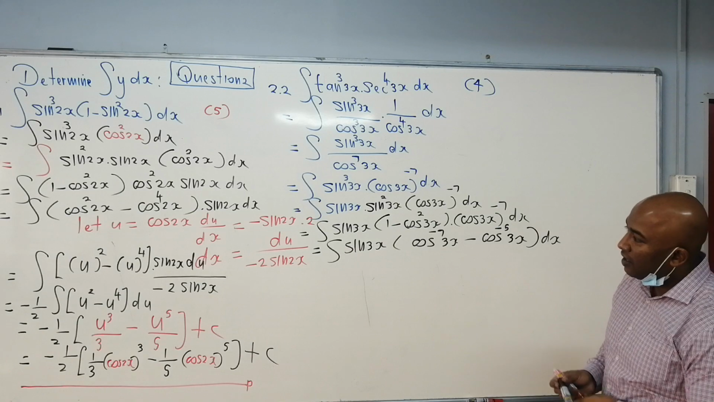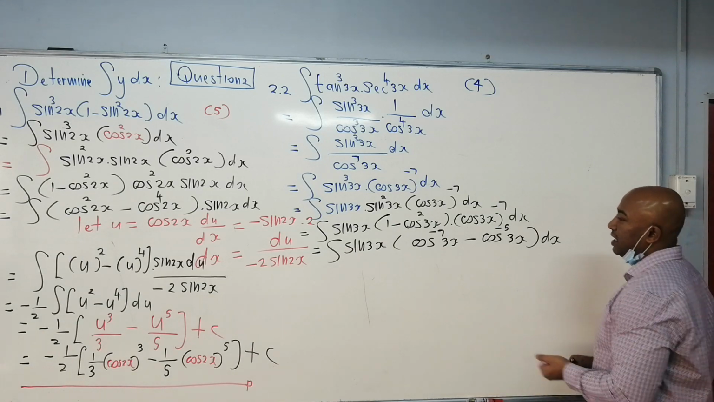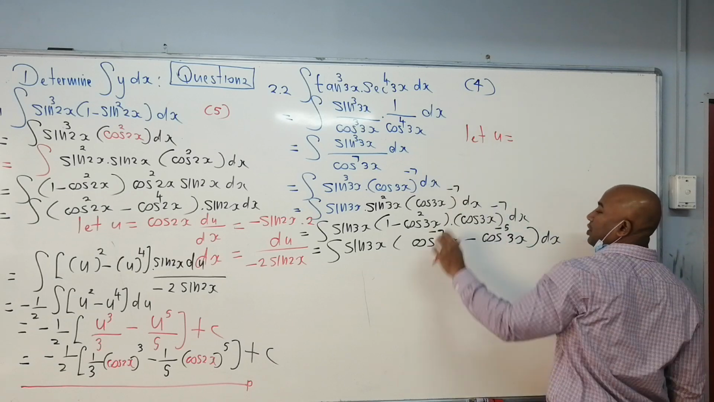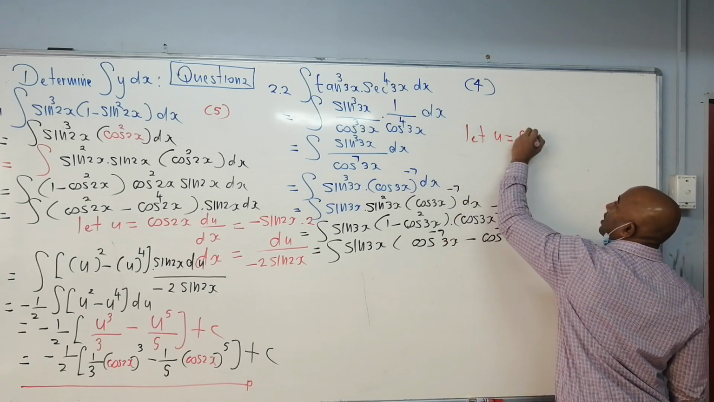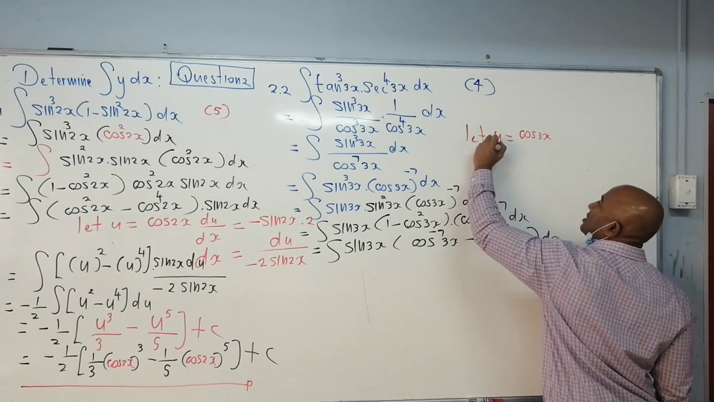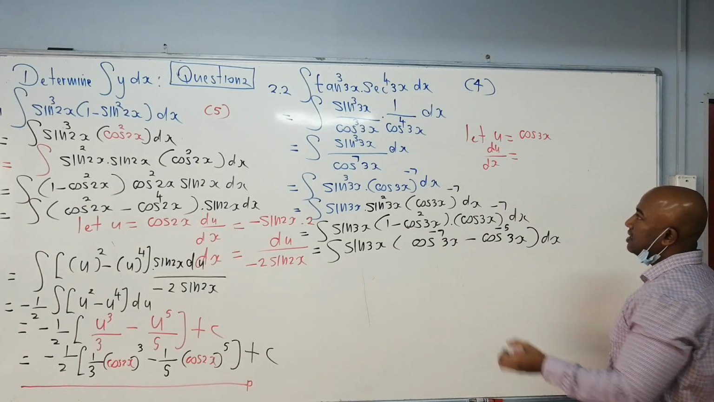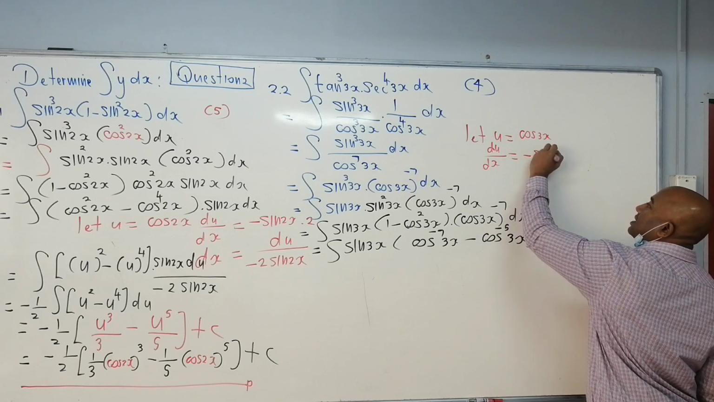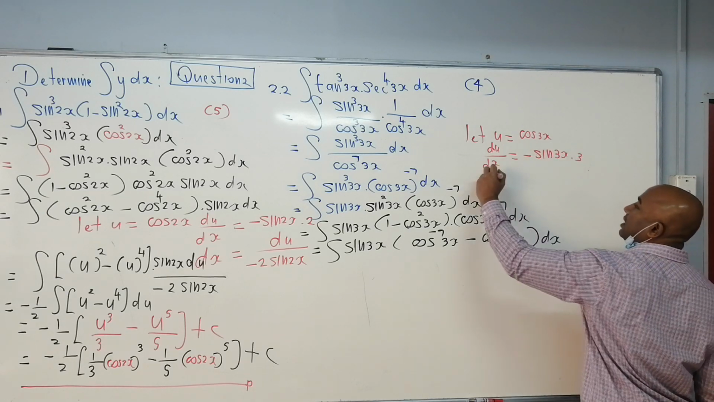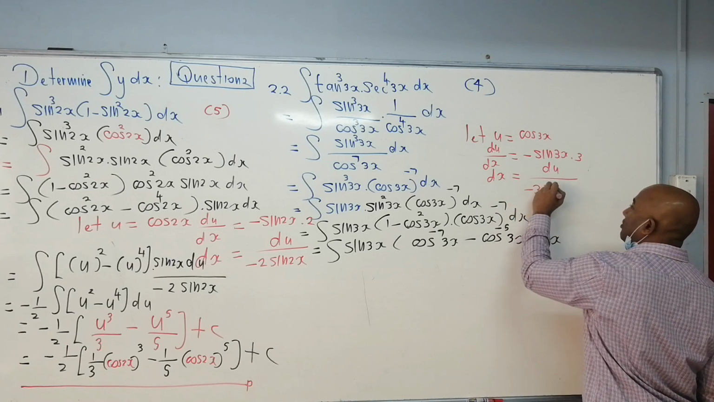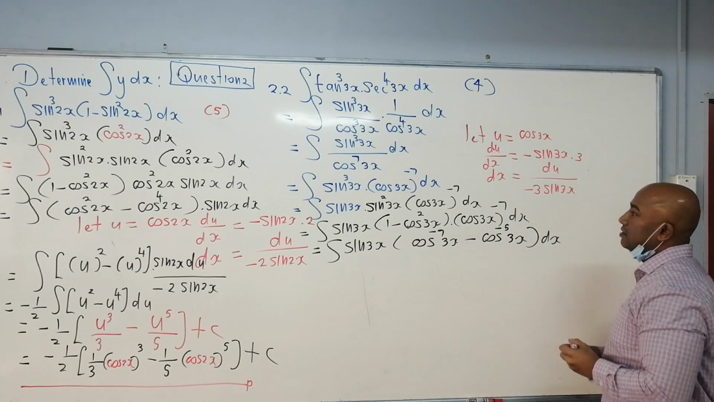dx. And now we can use the same technique here. It's exact derivatives, let u equal cos 3x, du over dx. The derivative of cos is going to be minus sine 3x times 3. And then you make dx the subject of the formula.